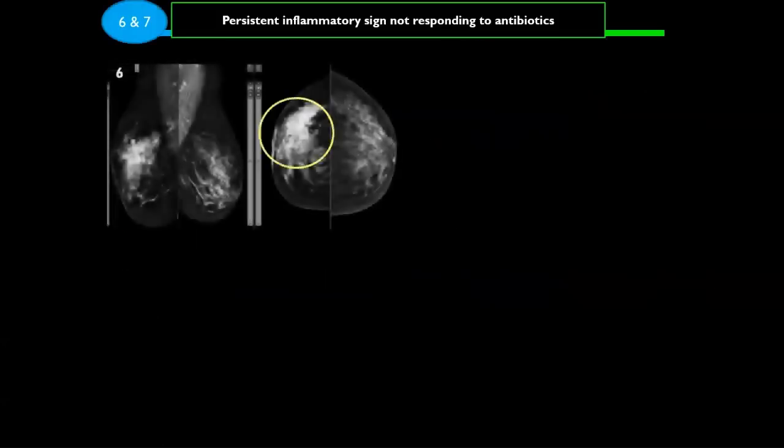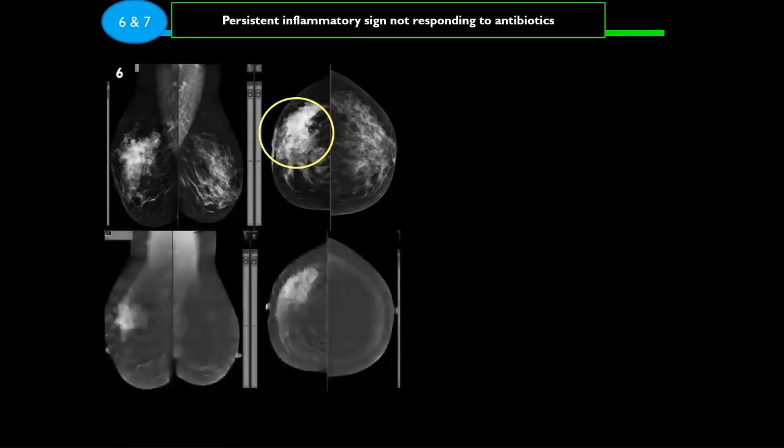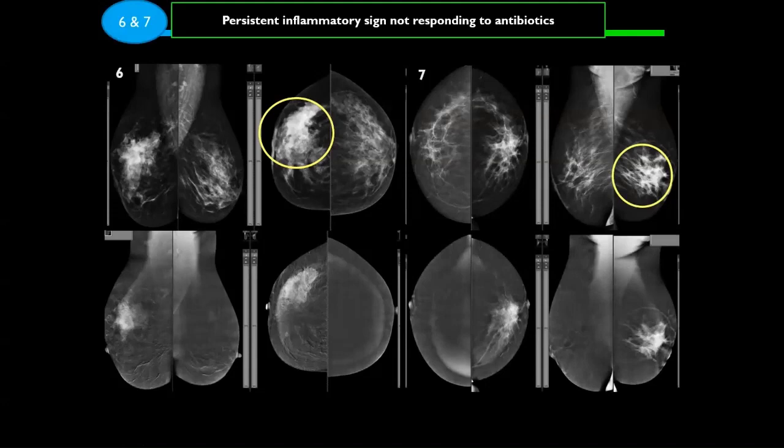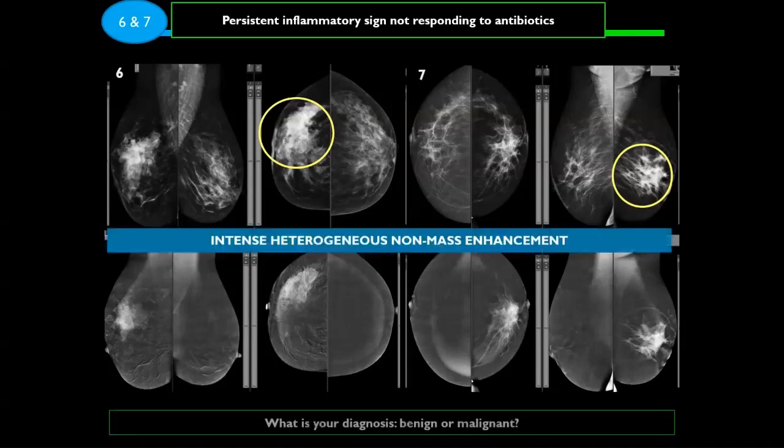Cases 6 and 7 are two similar cases. The first one, she had resistant mastitis, and on her mammogram, she had a global asymmetry. This is the contrast mammogram of the same patient showing a corresponding non-mass heterogeneous enhancement. And the second case, she had a left breast resistant mastitis. Again, she had a retroareolar asymmetry, and on the contrast mammogram, she had heterogeneous non-mass enhancement corresponding to the same area. So which of these lesions do you think is benign and which is malignant?